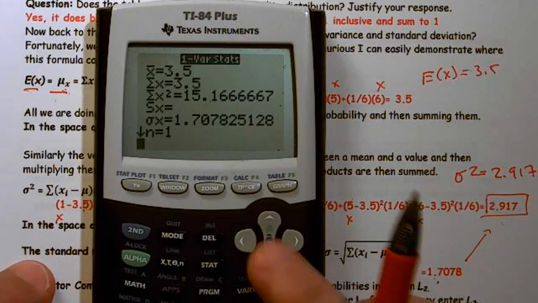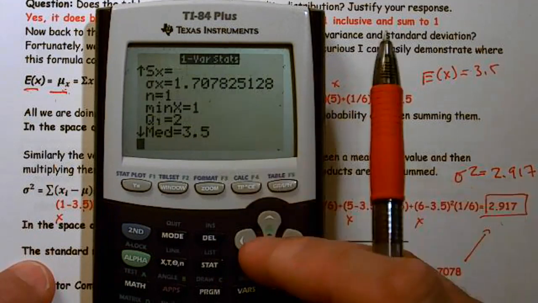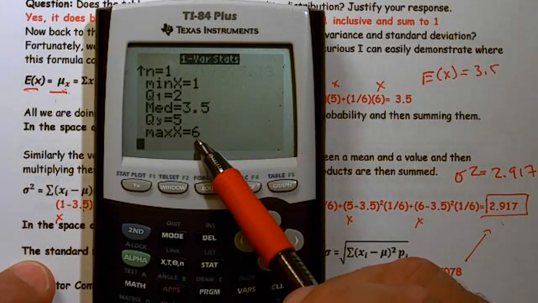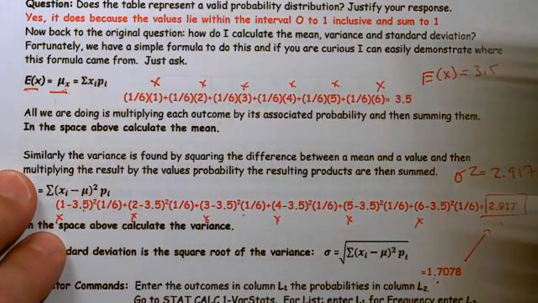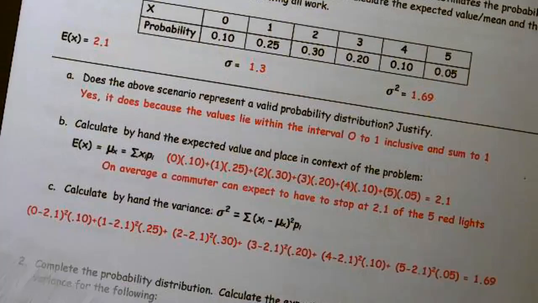If I scroll farther down, I find my minimum value that I could have gotten was a 1. My median was 3.5. My maximum value was a 6. It also gives me my Q1 and Q3. All right, so let's take a look at putting this into action with some other problems.